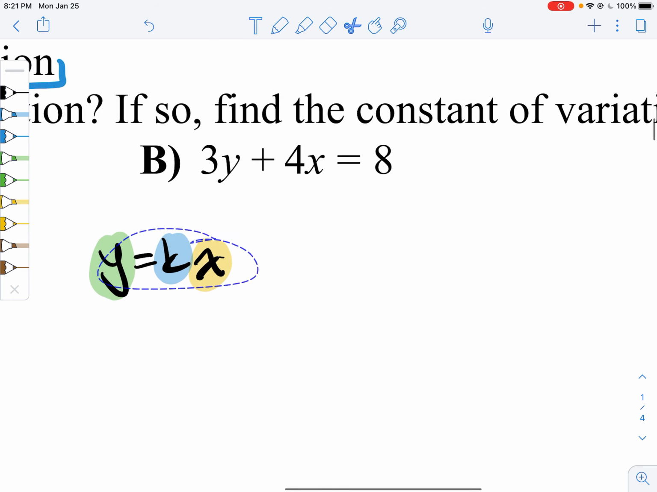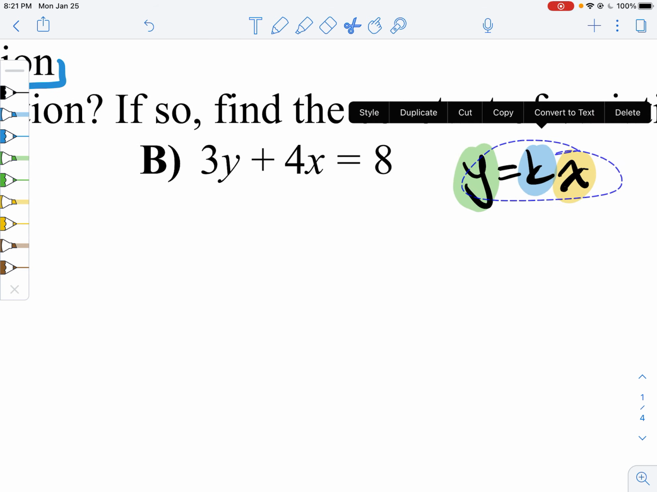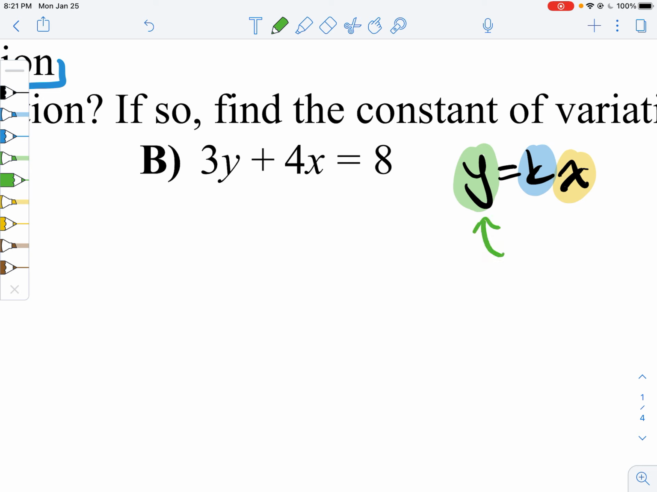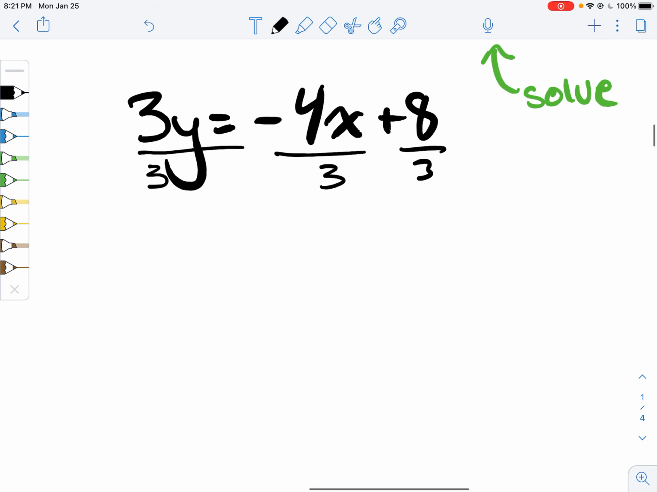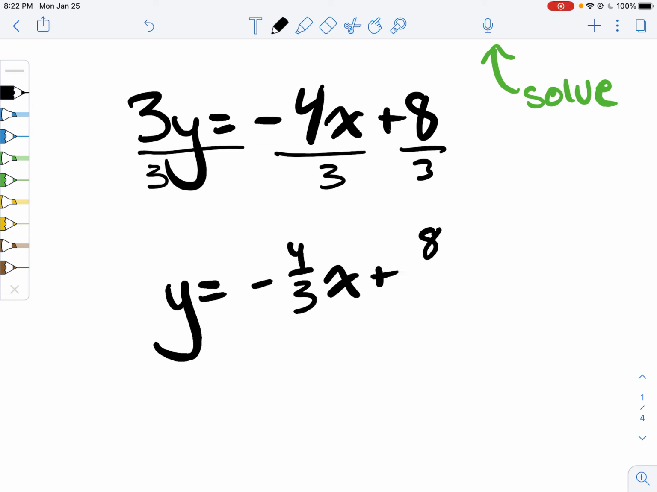Let's see if this fits our y equals kx pattern. Again, we want to solve for y, to get y all by itself. So our first step here is we're going to subtract 4x from both sides. These will cancel out, leaving us with 3y equals negative 4x plus 8. We are still trying to get y all by itself, so we'll divide by 3. Everybody divides by 3. So we get y equals negative 4/3 x plus 8/3.